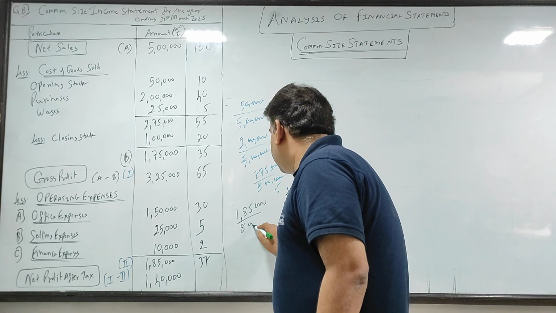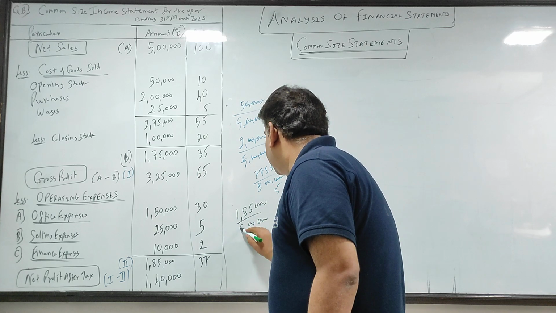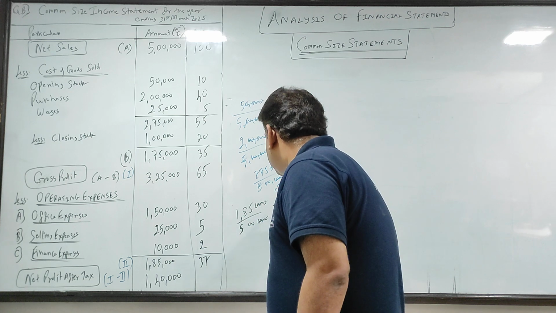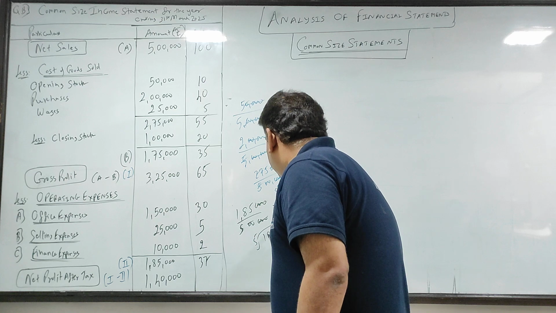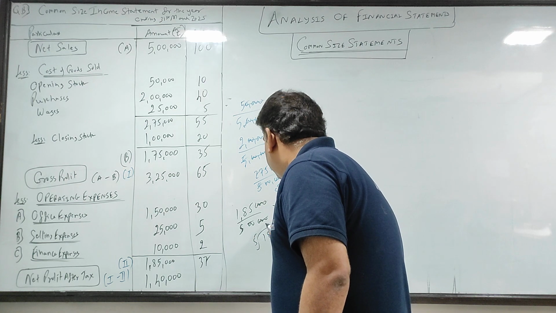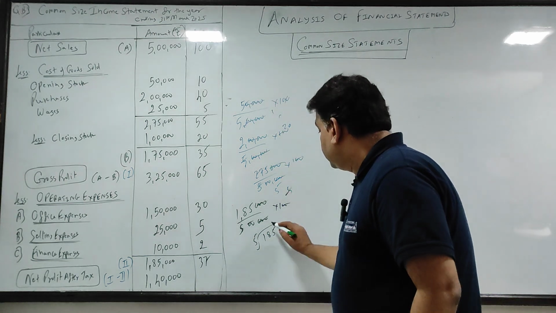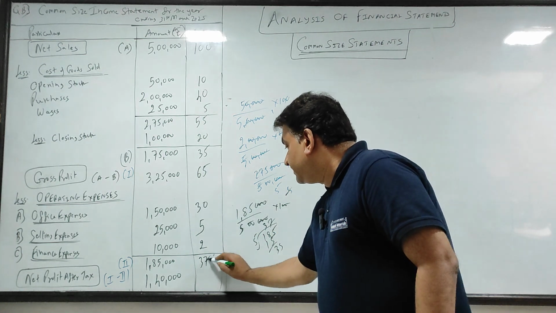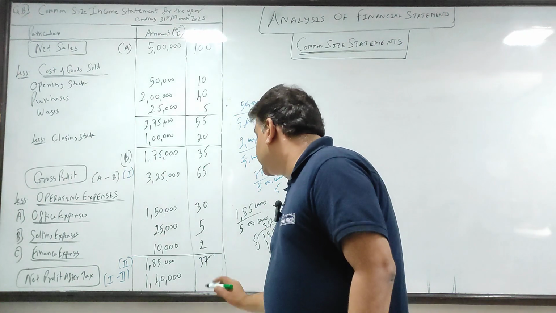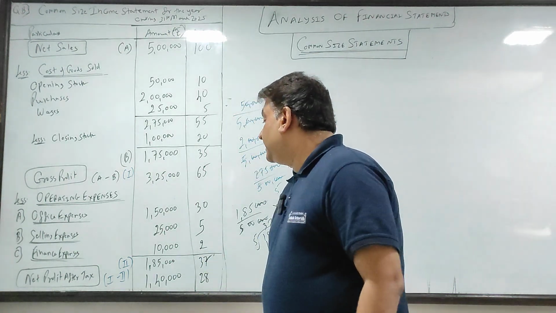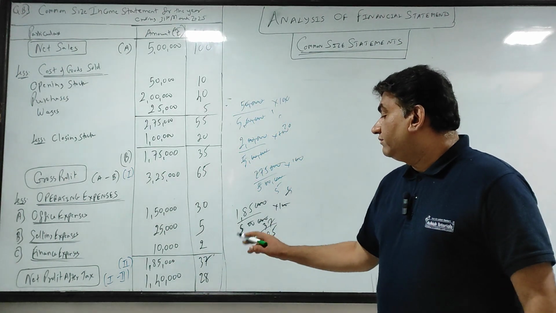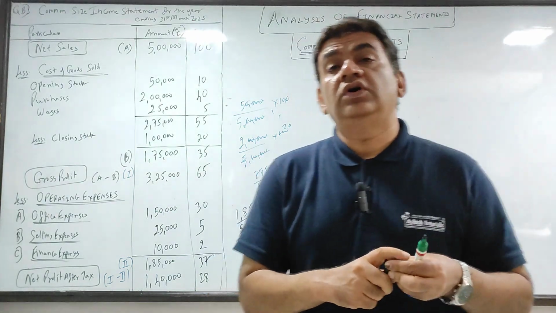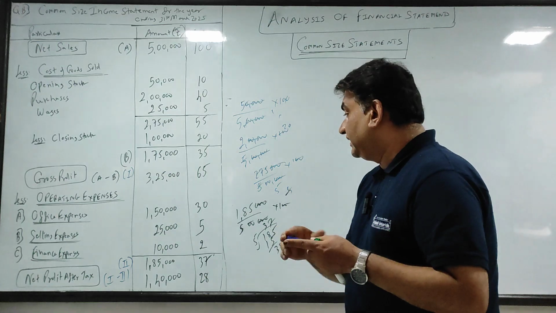185 divided by 5 lakh into 100. 3 zeros, 3 zeros, this 2 zeros gone. 5 into 180. 5 3s are 15, 85. 5 7s are 37, and 65 minus 37 gives you 28. Check it. 140. 14 2s are 28. Got it? So this is common size income statement.